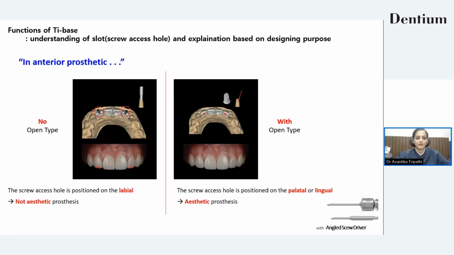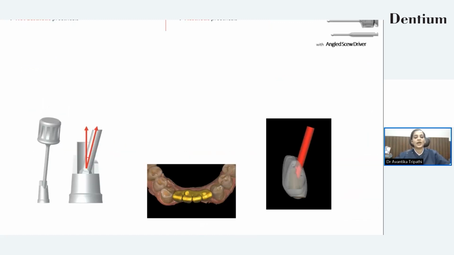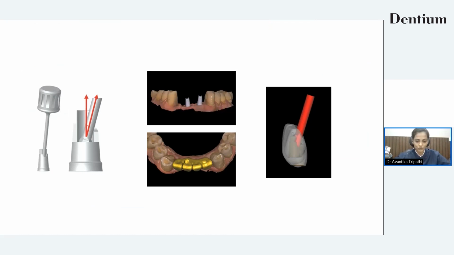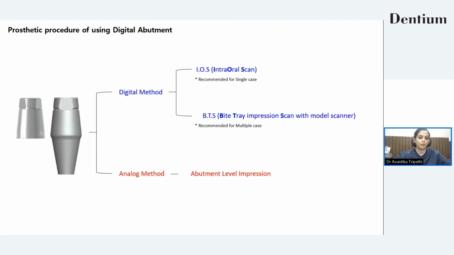We already discussed the use of TI base. It is very, very easy and simple to use in the anterior region, where we can shift the screw hole from the labial to the palatal side. So if we are going to use the digital abutment and follow the digital method, as I mentioned, either I can use a scanner to scan that digital abutment in the patient's mouth, and then send the data to the lab and they are going to process it.